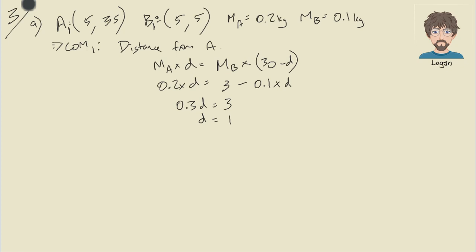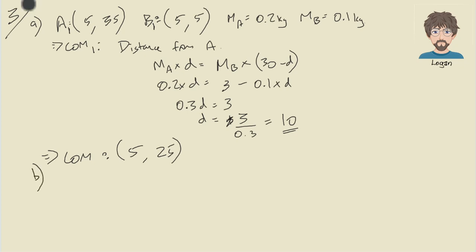If I divide 3 by 0.3, I don't get 1, do I? 3 divided by 0.3. And if I do this properly and write it out, then it makes it obvious to me that I get 10. Right, and so the distance from A is 10. That means it's 1/3 of the way between A1 and B1, which is what I started with. Therefore, the center of mass is at 5, 25. Okay.